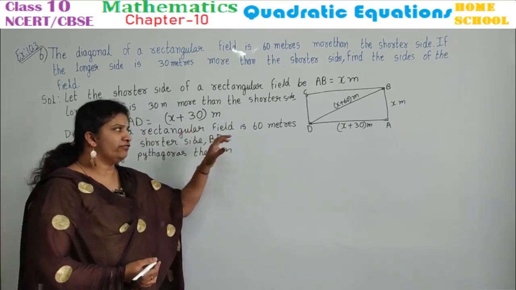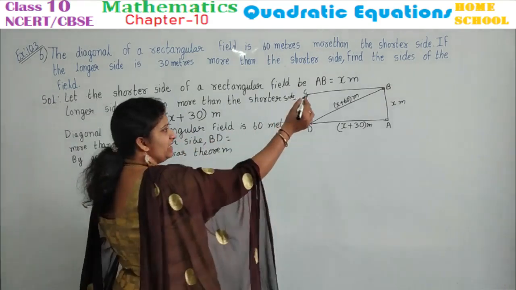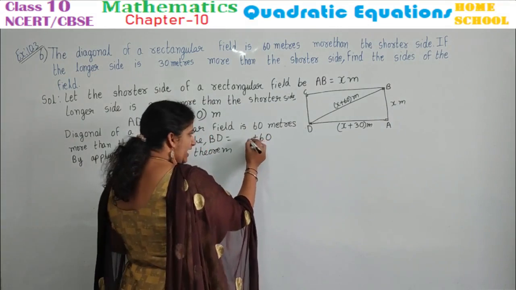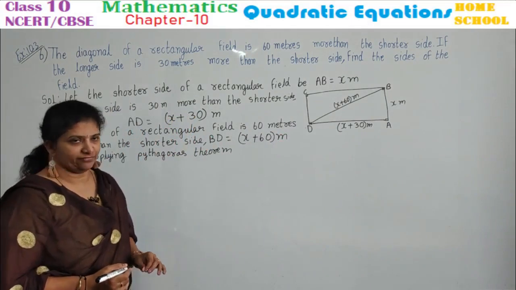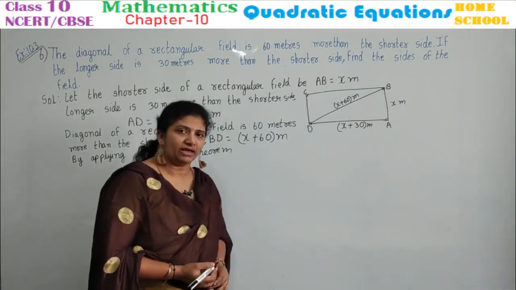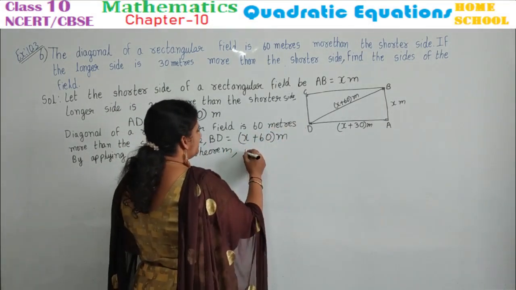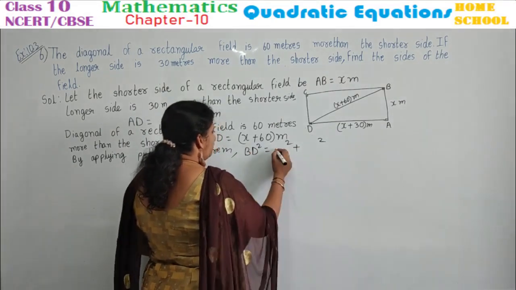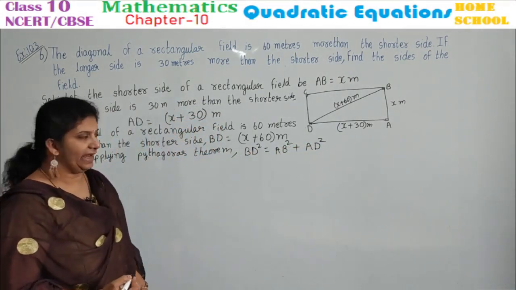Diagonal of a rectangular field is 60 meters more than the shorter side. What is the diagonal? BD or DB you can write. Is 60 meters more than the shorter side. Like this we have to think and write the verbal problems carefully. We got now a right triangle with all three sides. What can we apply? We can apply Pythagoras theorem. What is Pythagoras theorem, children? Hypotenuse square is equal to the sum of the squares of the other two sides. AB square plus AD square.